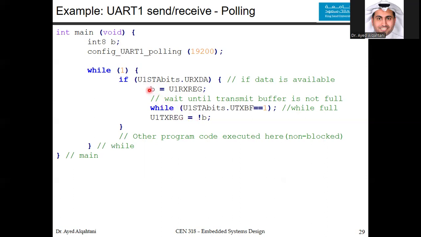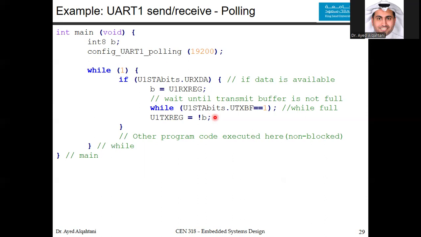After flipping, we put it in the transmitter register, and since we enabled the transmitter, it will be transmitted. Before doing this, we need to make sure that the transmitter is ready for us by making the CPU stuck in this while loop as long as the transmitter buffer is full. If it is full, keep in this while loop. If it is not, you will get out of this loop and then do the transmission. That's the way to do it. Notice in the polling, the moment we receive, we were able to transmit.